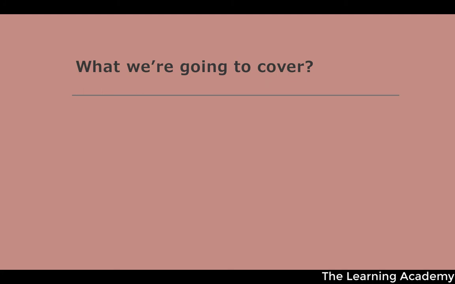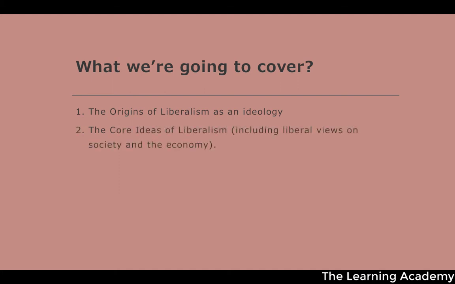So with that being said, we're just going to finish off by talking about what we're going to cover. We're going to talk about the origins of liberalism as an ideology, something that we'll cover in the next lesson. We're going to talk about the core ideas of liberalism, so liberal views on the idea of society and economy. We're then going to split that by looking separately at the liberal state. So what does the idea of state entail in the philosophy of liberalism?